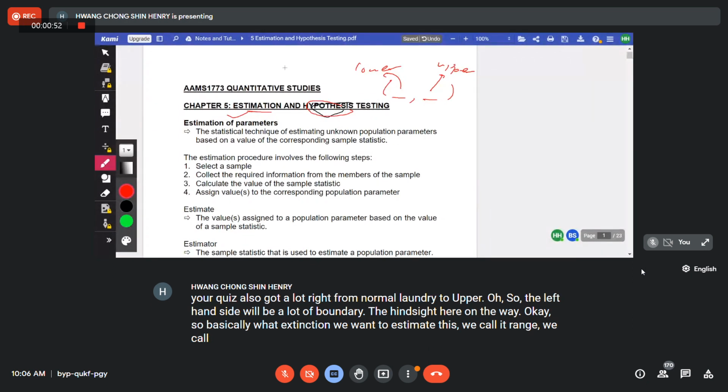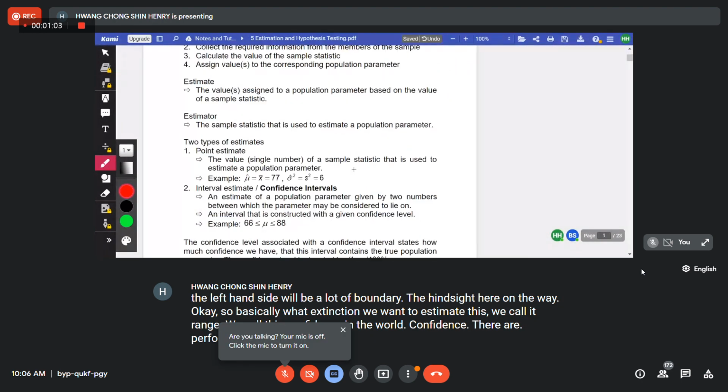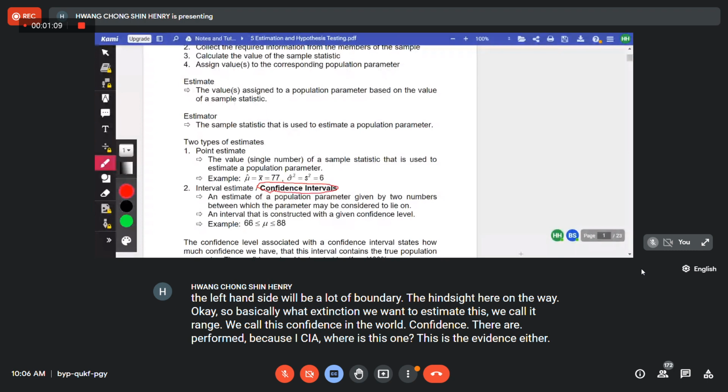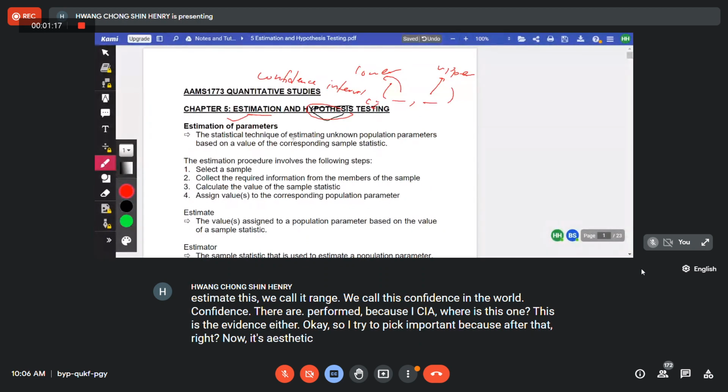We call this the confidence interval. Confidence interval. Short form we call it CI. Now where is this word? This is the word. Everyone can see the highlighted one. Okay, so I try to pick the important words. After that I elaborate. Now, it's a technique of estimating unknown population parameters.